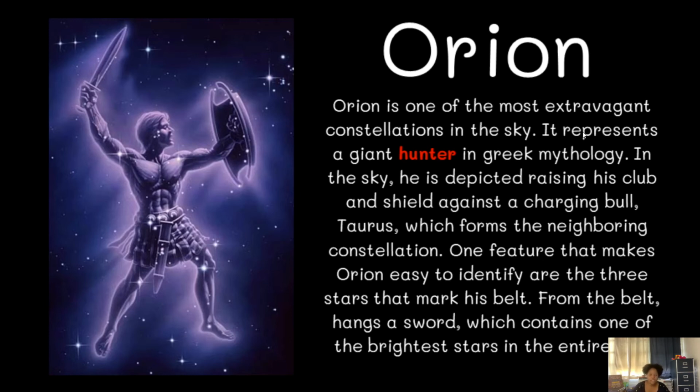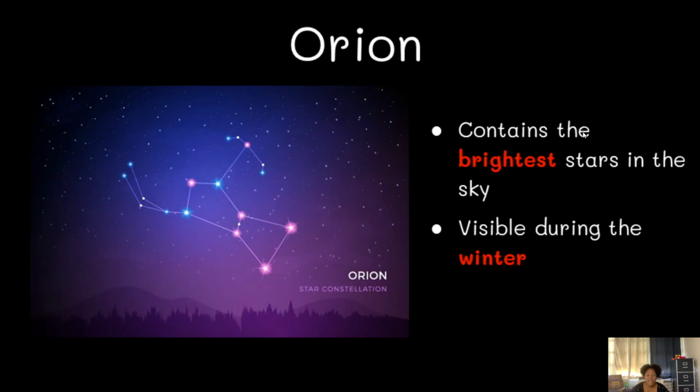And one feature that makes Orion pretty easy to identify are the 3 stars that represent his belt. From the belt hangs his sword, which contains one of the brightest stars in the sky. So as you can see from this picture, Orion is just extravagant. It is glowing, which I love. Again, Orion contains some of the brightest stars in the sky, and it's mostly visible in the wintertime. So we probably won't be seeing Orion here anytime soon until about December, January, when it starts to get a bit colder.